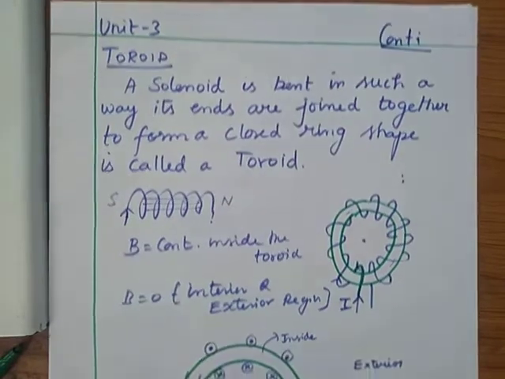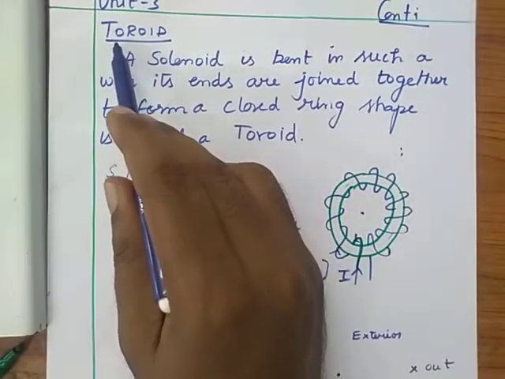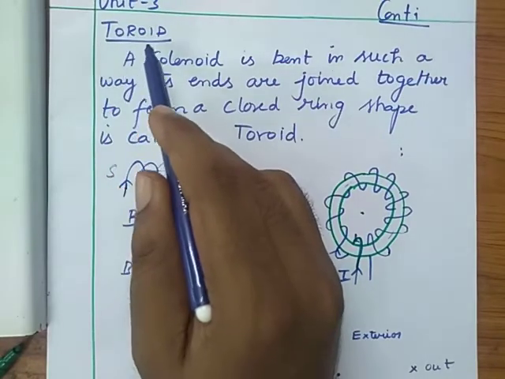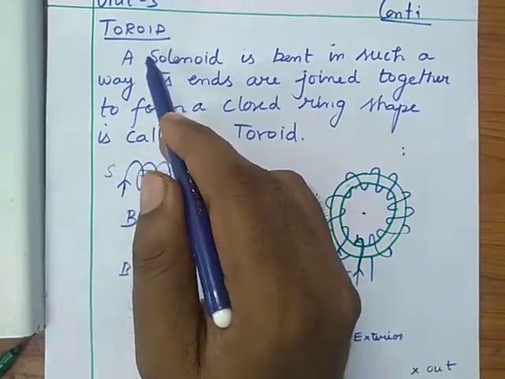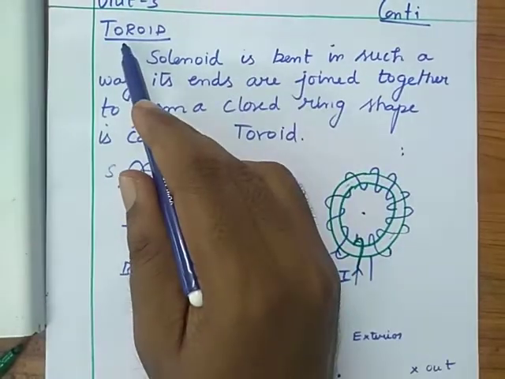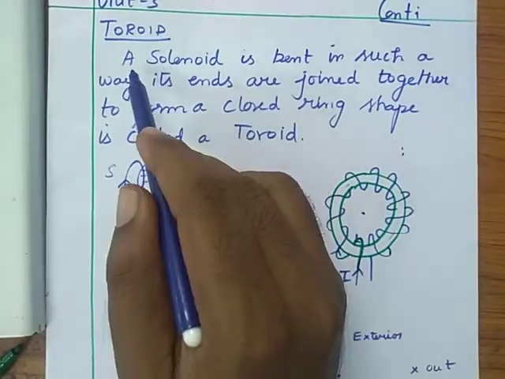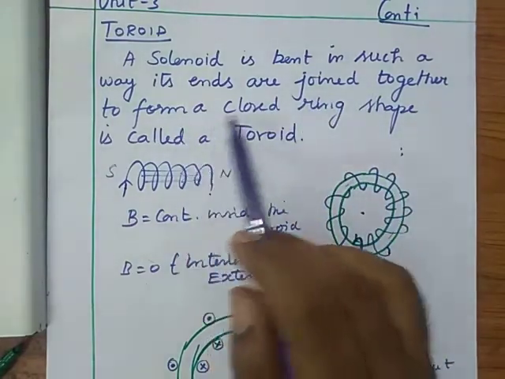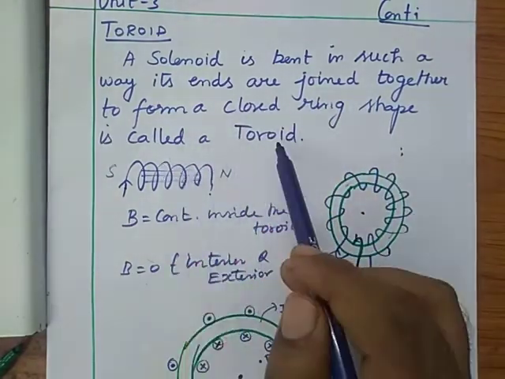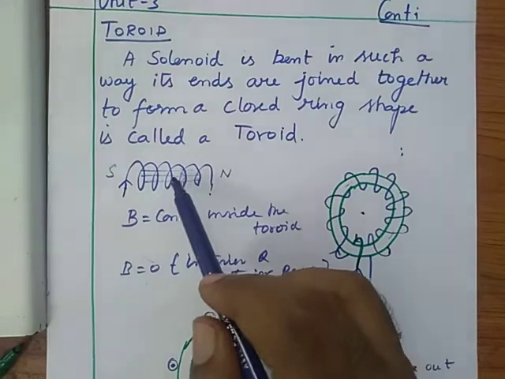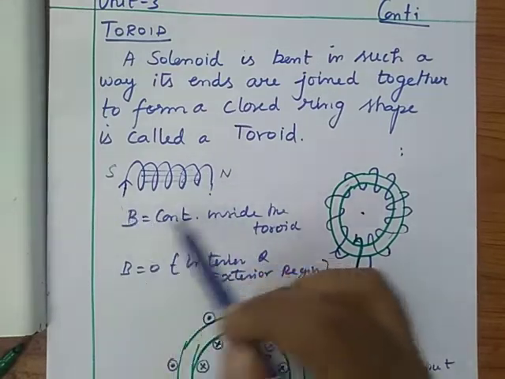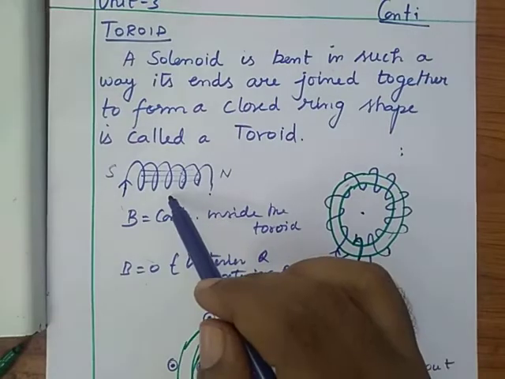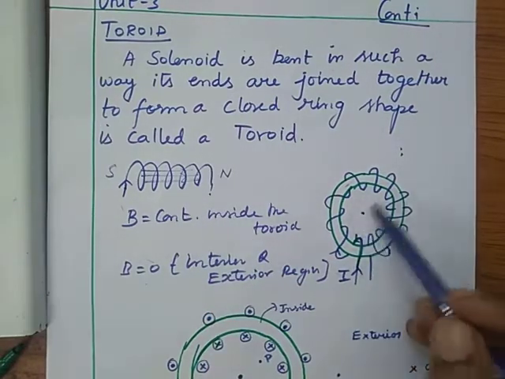Here we see what a toroid is. A toroid is another form of solenoid. It can be made from a solenoid only. A solenoid is bent in such a way that its ends are joined together to form a closed ring shape, called a toroid. If it is a solenoid, and the solenoid ends are joined together to form a closed ring shape, that is known as a toroid. This one is a toroid.